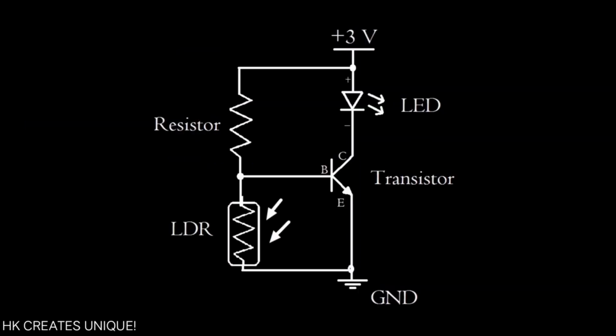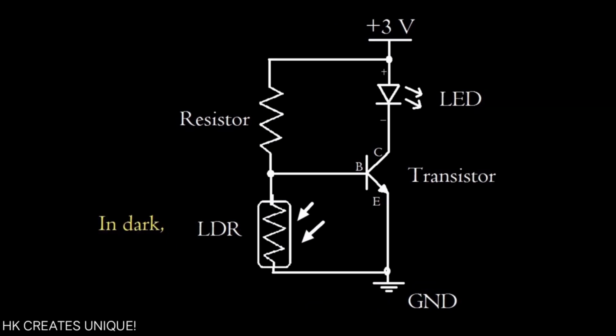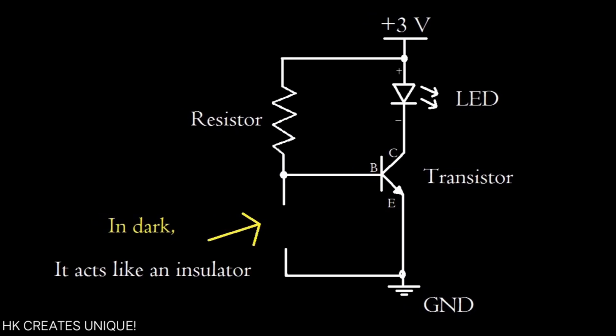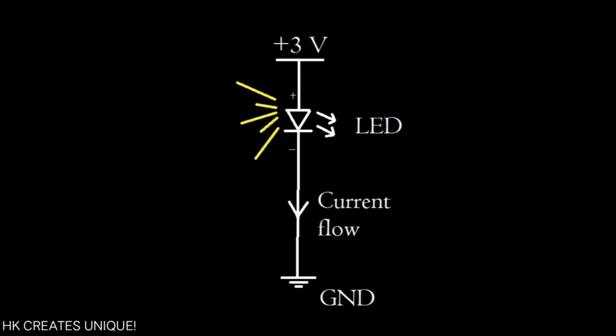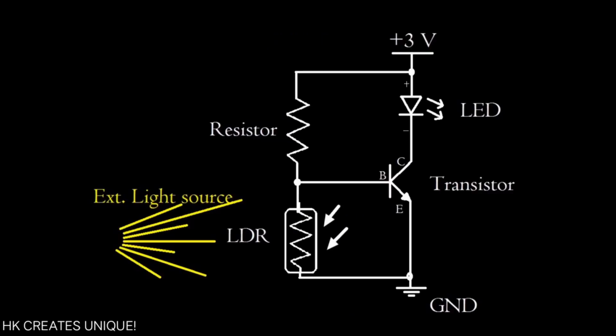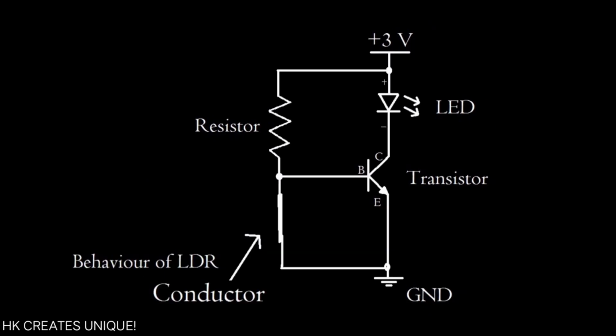Now if I connect an LDR in the circuit like this, what will happen? When the LDR is in dark, the LDR acts like an insulator. Therefore no effect in the circuit takes place. And thus the LED is on when in dark. However, when light falls on the LDR, it acts like a conductor.